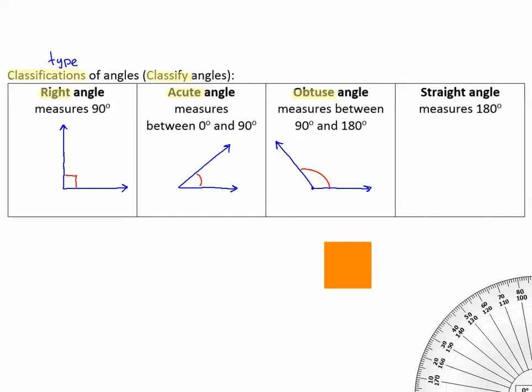A straight angle measures exactly 180 degrees. And a straight angle looks like a straight line. Another way to think of it is two rays that go in opposite directions. When I draw the arc for this, I usually label it with a 180-degree measure.